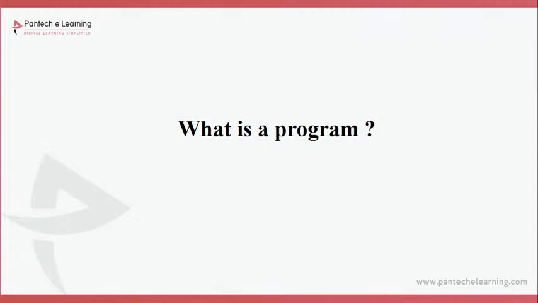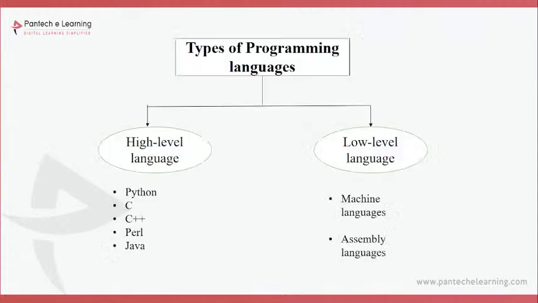In programming there are two types of languages, high level language and low level language. High level languages include Python, C++, Perl and Java. Low level programming languages are machine language and assembly language. Python is a user defined language.